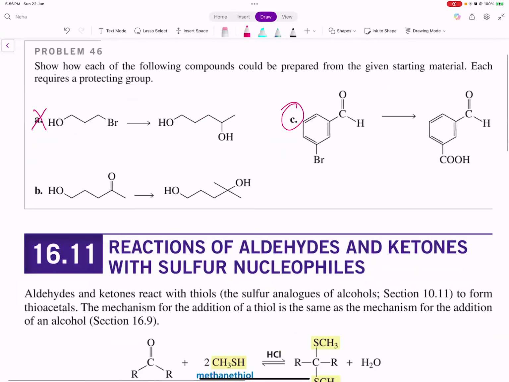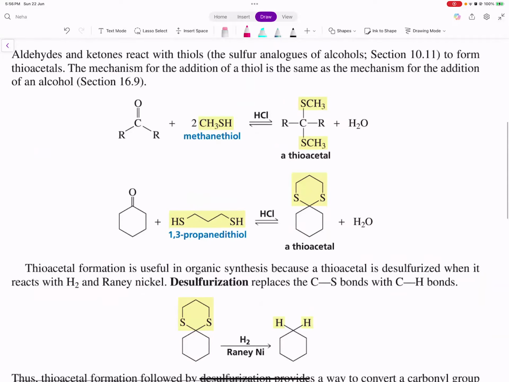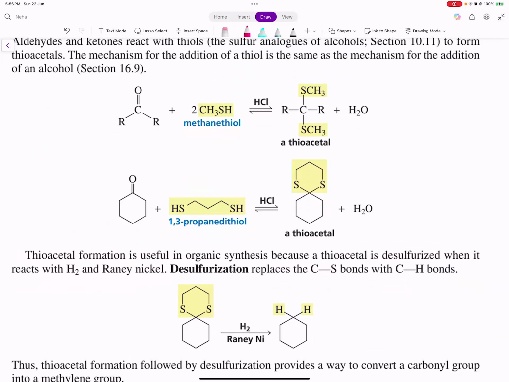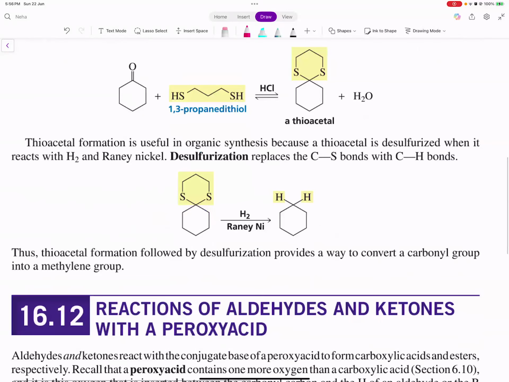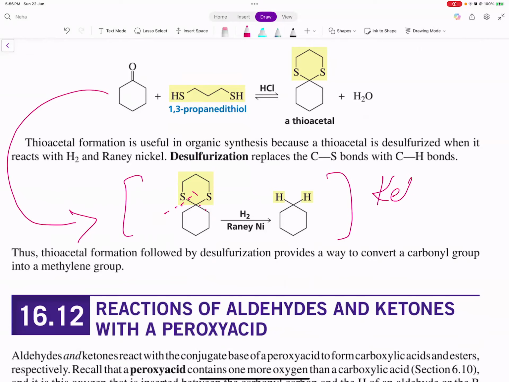Got it? This is sulfur nucleophiles. This is the same. Instead of O, just imagine S and you'll get it. Oxygen and sulfur are in the same group. Sulfur is just below oxygen, right? Same thing is happening. But I want you to notice what is happening in this one. It is called desulfurization. So with H2 and nickel, it will break this bond and we get an H. So it's a very nice way where we can convert a ketone into an alkane, right?